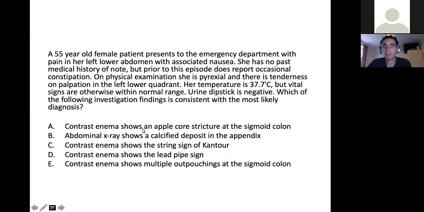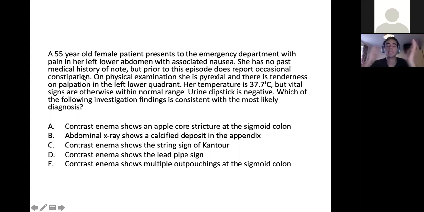Okay, so most of you have said E, which is, I think, the correct answer. So let's get through the question. We have a 55-year-old female. The pain is in the left lower quadrant, and there is some nausea. She's otherwise fit and well, and does report occasional constipation.